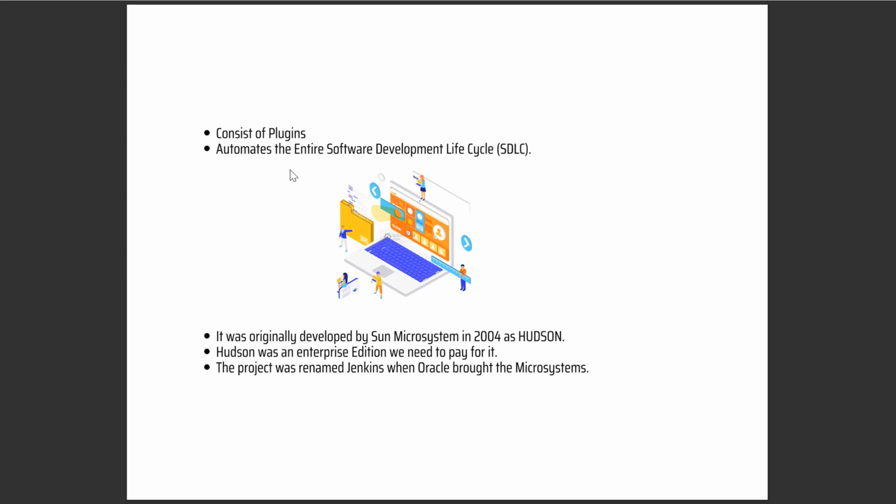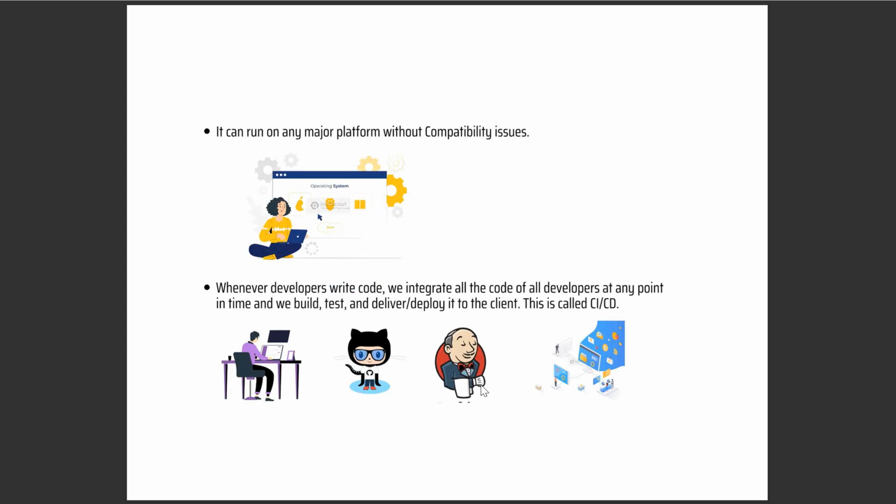For automation purposes, whatever plugins are required as per our project requirement, I'm going to download those particular plugins. Whenever a plugin has been developed for a particular application, it will automate the entire process. And it was developed by Sun Microsystems in 2004, and later it was renamed Jenkins.